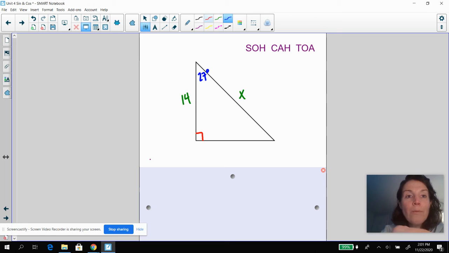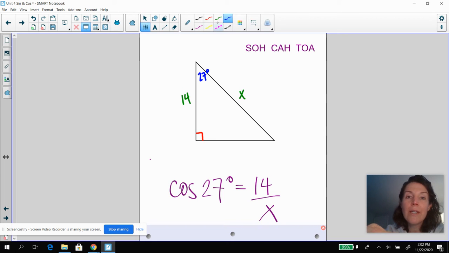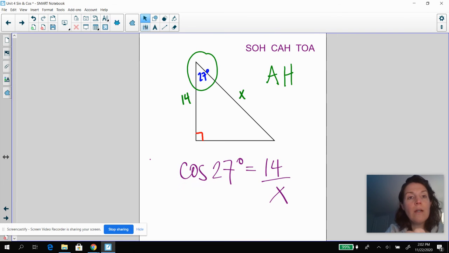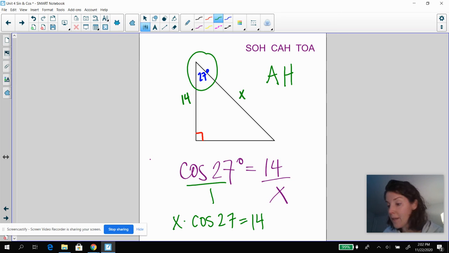Okay, we're back. So hopefully you figured out that this is going to be the cosine of 27 degrees, because it is the adjacent side and the hypotenuse that you have. The cosine of 27 degrees equals x over 14. And if you were going to solve here, you would cross multiply. So you get x times the cosine of 27 equals 14. Divide both sides by the cosine of 27, and you get, I'm doing this right here, live.